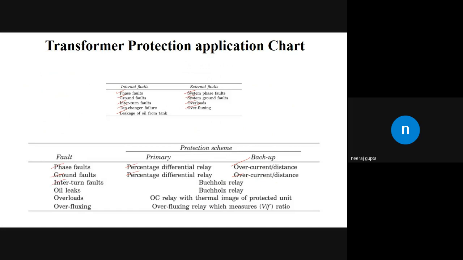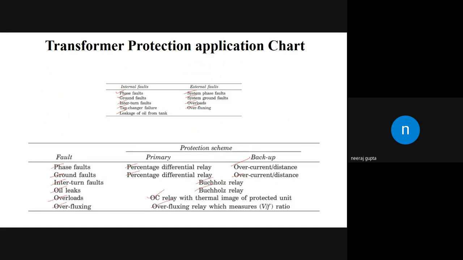For ground fault, we can use the percentage differential relay and the overcurrent relay. For interturn fault, we are using the Buchholz relay. For the oil leaks, we are using the Buchholz relay. For the overload, we are using the overcurrent relay with thermal image of the protective unit, and for overfluxing, we are using the volts-by-hertz relay.